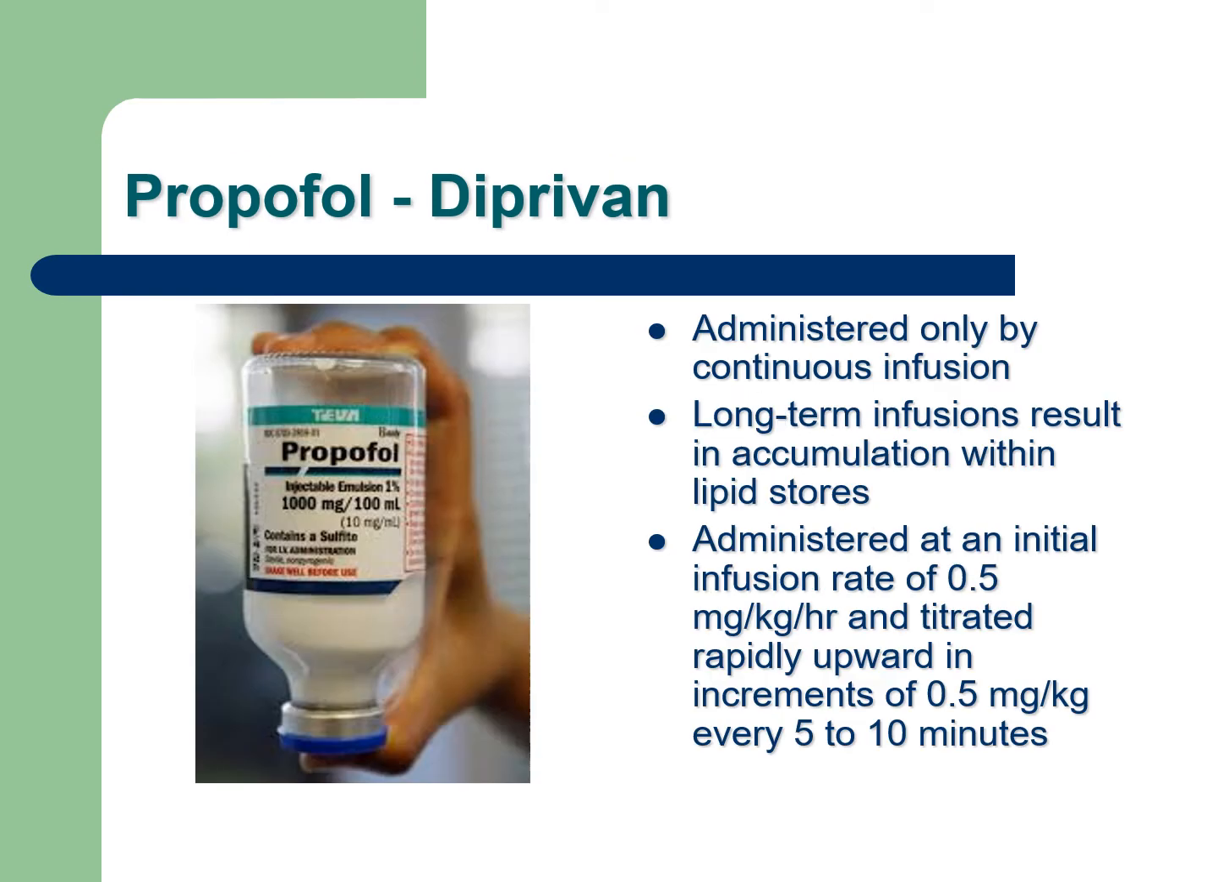The administration of Diprivan is typically done by continuous infusion. Long-term infusion results in accumulation in the fat cells of the body. That is one of the problems with Diprivan, that it accumulates in the lipid stores in the cells. Basically, it's administered as an initial infusion rate of 0.5 milligrams per kilogram per hour, and then it's titrated upwardly. It is fast acting, typically 2 to 5 minutes, and then you could give increments every 5 to 10 minutes if needed.